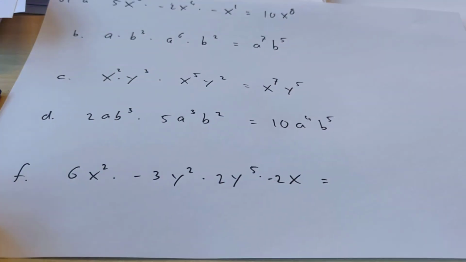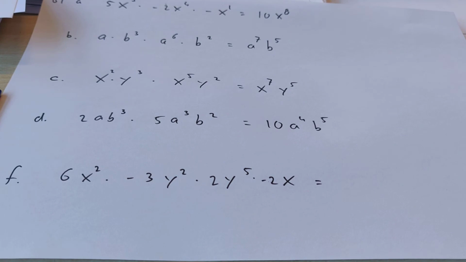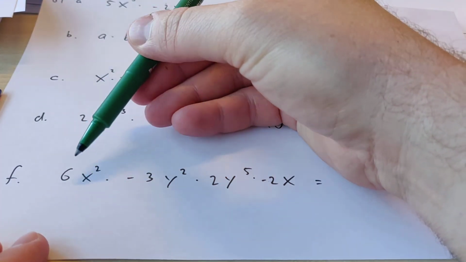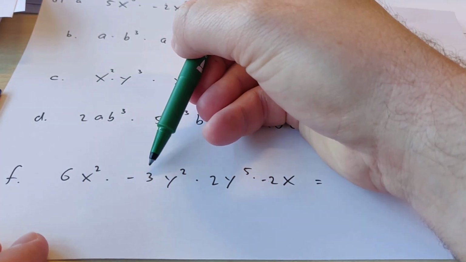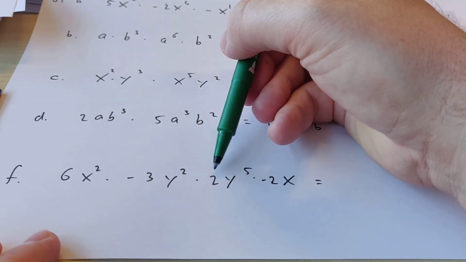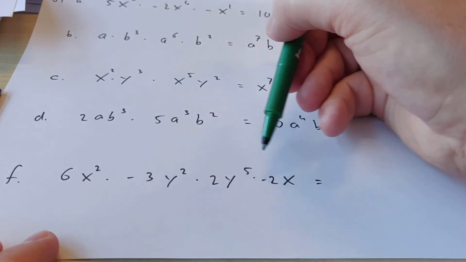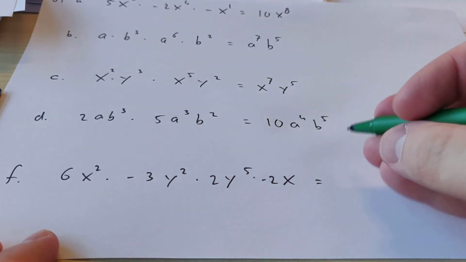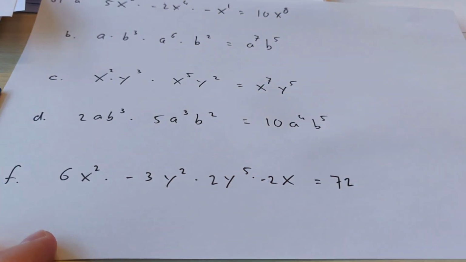Now I still have room for f, so I skipped e, because it's a bit similar to the other ones. But f was a bit more difficult, because now we have 4 things here. And first we need to take a look at these normal numbers here. So 6 times minus 3 is minus 18. Minus 18 times 2 is minus 36. And minus 36 times minus 2 is 72.